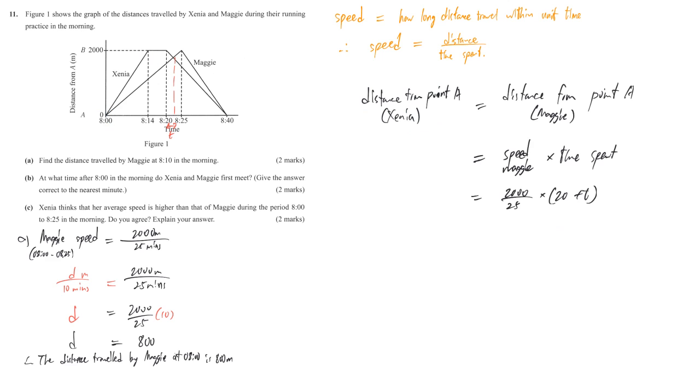For Xenia, the first trip already went to point B, which is 2000 meters away. Afterward, she is going back. So we are going to calculate this distance, and then we subtract the distance, and the same, we are going to use the speed from B to A of Xenia. We are talking about the downward sloping line here, and the time spent for that part.